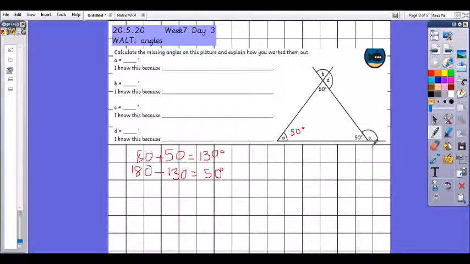Next, I'm going to work out angle C here. I can see that angle C sits on a straight line with this 50 degrees here from this triangle. Therefore, what I can do to work out angle C is take 180 and take away 50 from that. So C would be 180 take away 50, and I know that equals 130. Therefore, angle C is 130 degrees.